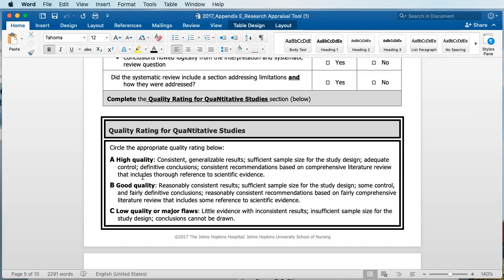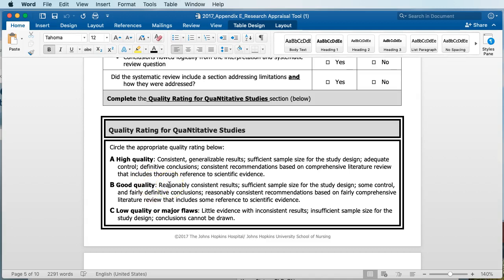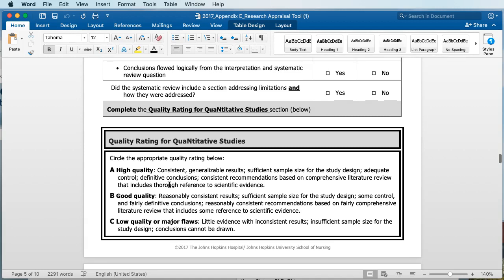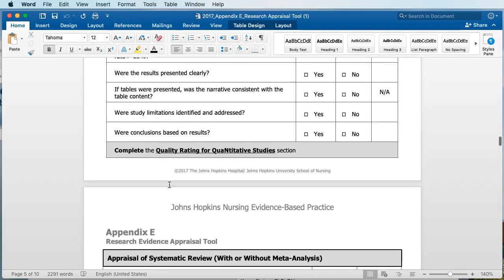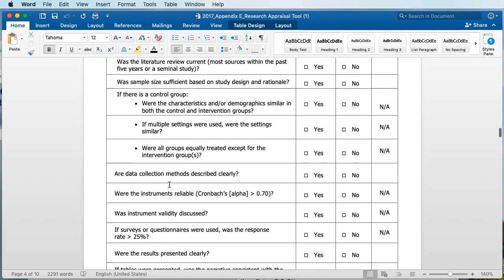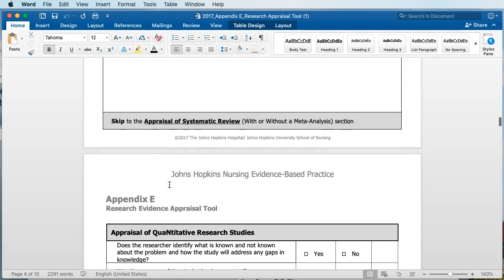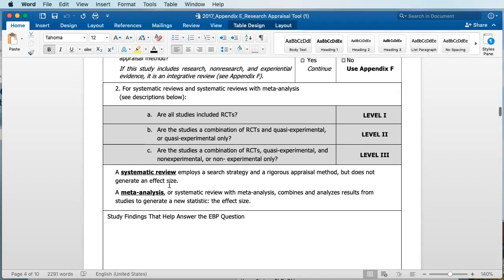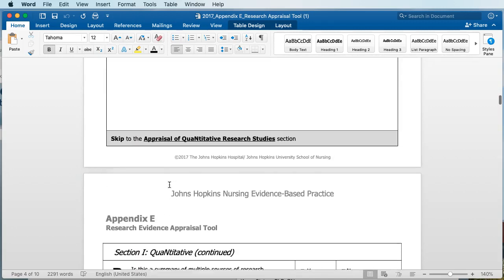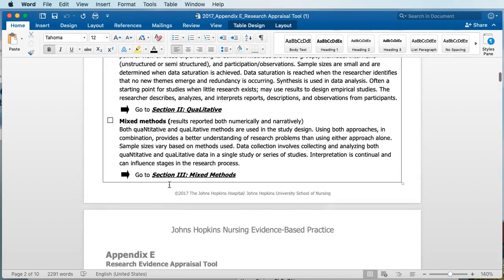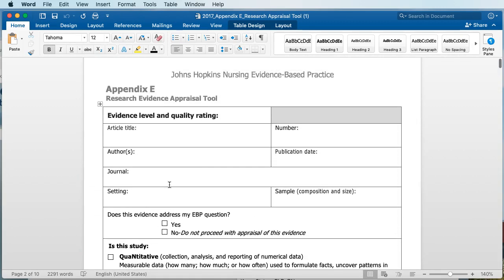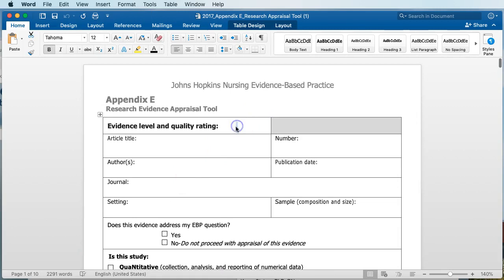If things are reasonably consistent, there's one or two things off, it's good. And if there's a lot missing, then it's considered low quality. So you need to do both. You need to determine your level, and you also need to determine the quality of the study. Right now we've only gone through quantitative, I'm going to go through the rest, but once you determine level and quality, then you're going to put it right up here in this box.